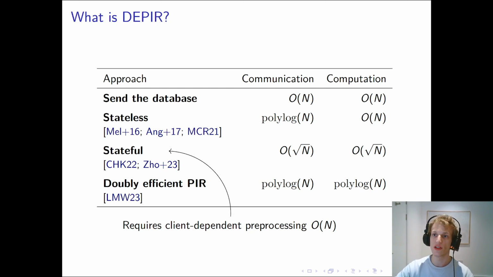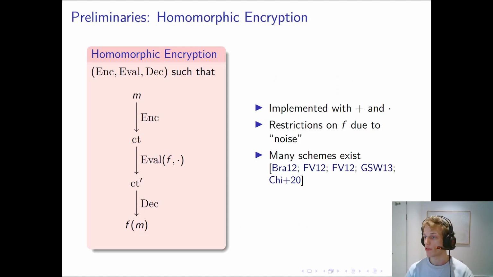Before we delve into details, let's go through a few preliminaries. I already mentioned homomorphic encryption, which is a very important cryptographic primitive for the construction of PIRs.